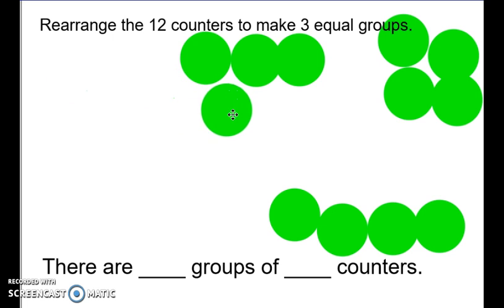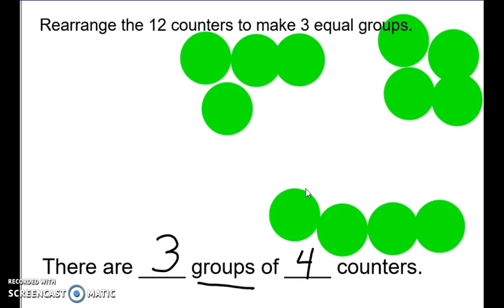So now let's take a look at our groups. I have 3 groups. Here's 1 group, 2 groups, 3 groups. Now I need to make sure that they are equal or have the same number. So this group has 1, 2, 3, 4. This group has 1, 2, 3, 4. And this group has 1, 2, 3, 4. So my groups are equal. So now let's fill in my sentence. There are 3 groups of 4 counters because there's 4 in each group.